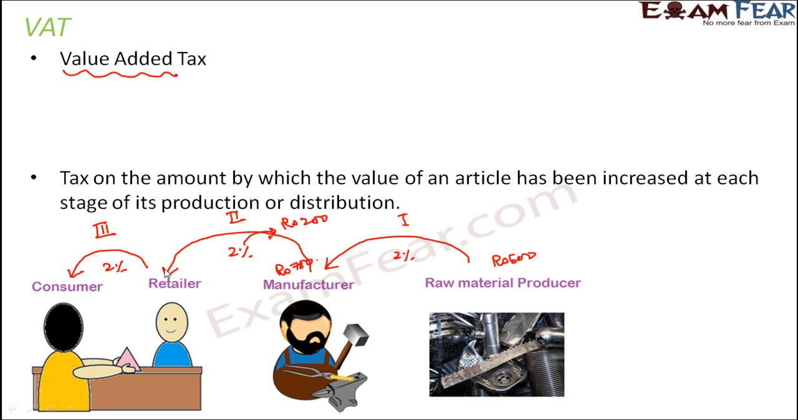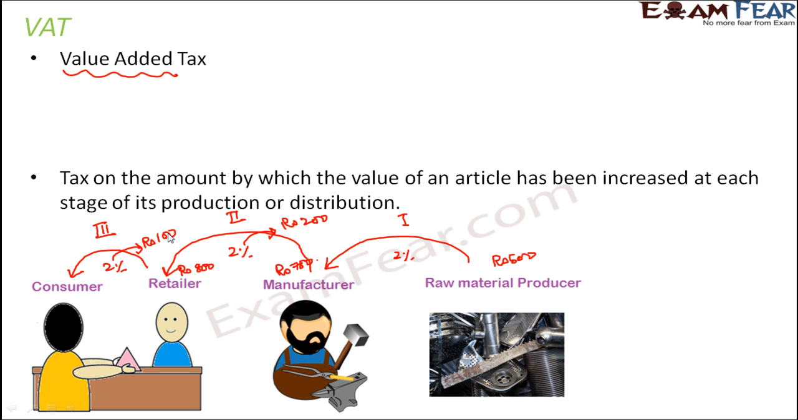Now, let's say by the time it reaches the retailer, the cost has become rupees 800. So basically 500 out of these was for the raw material, 700 with extra 200 for the manufacturing. So the retailer has incurred extra cost of rupees 100. So the sales tax this time should be charged only on that extra cost or the value which the retailer had added to the product, that is rupees 100. So this is the concept of value added tax.